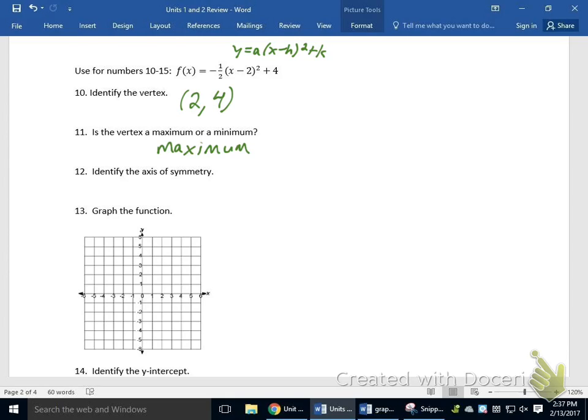All right, identify the axis of symmetry. That's super easy. The axis of symmetry is x equals 2. Whatever your x value is in your vertex, that's going to dictate what your axis of symmetry is.